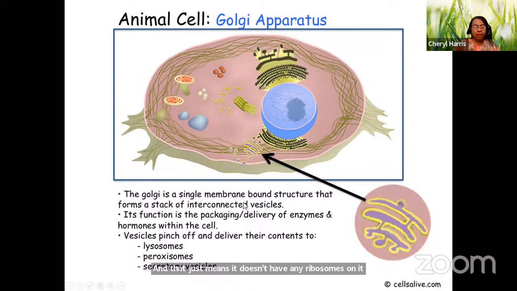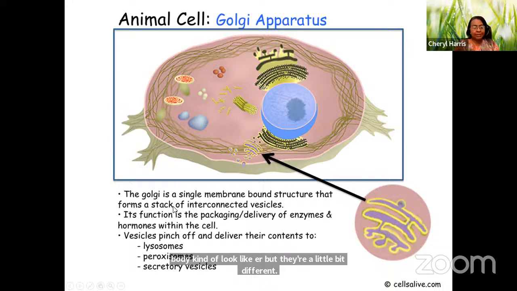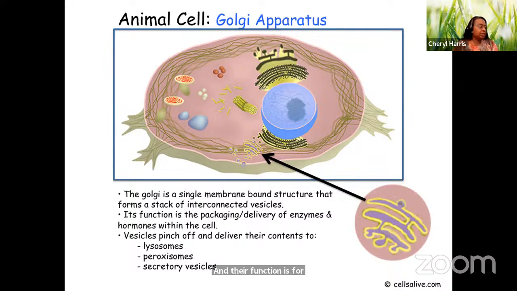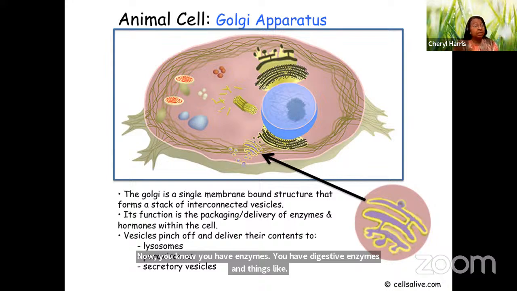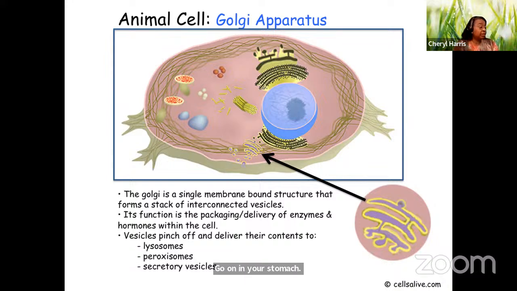All right, the Golgi body. Golgi bodies kind of look like ER, but they're a little bit different. But they also are a stacked set of vessels, and their function is for packaging and delivering enzymes and hormones. Now, you know you have enzymes, you have digestive enzymes and things that go on in your stomach. Inside the cell, again, they need to have some digestion going on. So the one that's going to make the enzymes is the Golgi body.